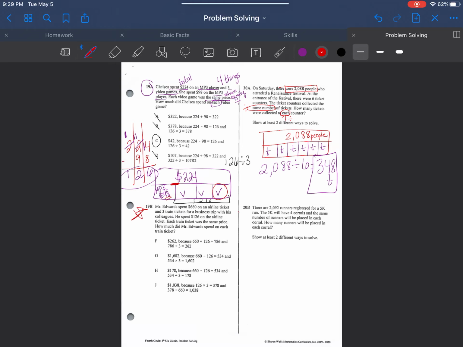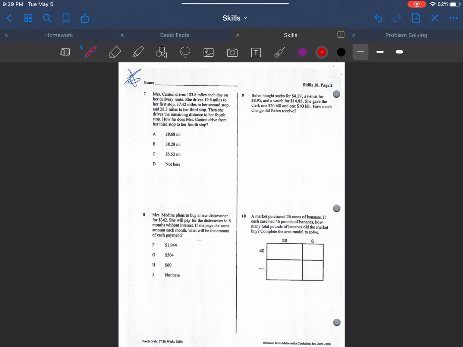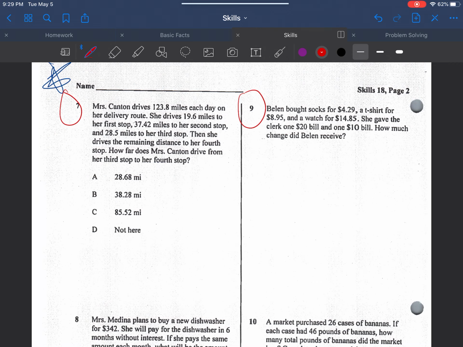348 tickets. You guys are responsible today for completing 19B and 20B. Now we are going into our skills. We are going to go to skills 18, page 2. And there's only 4 of them that you are responsible to do today. So I am going to be doing, I'll do the top 2, and then you guys are responsible for the bottom 2.